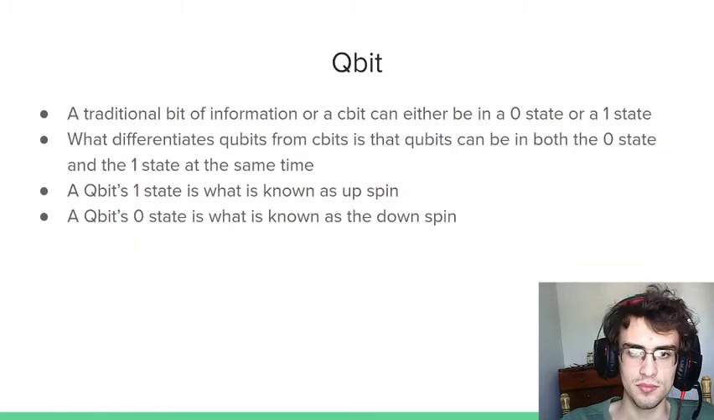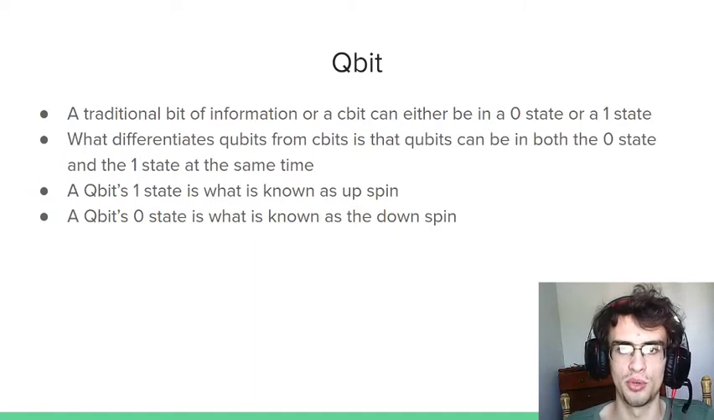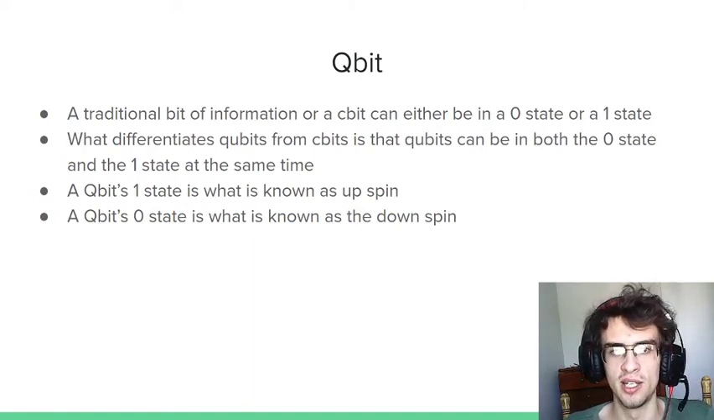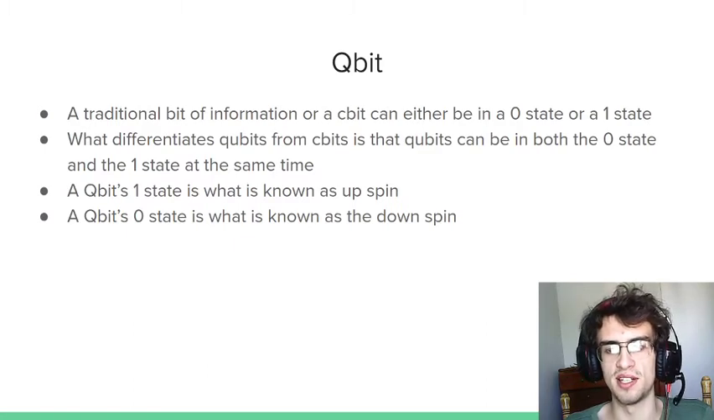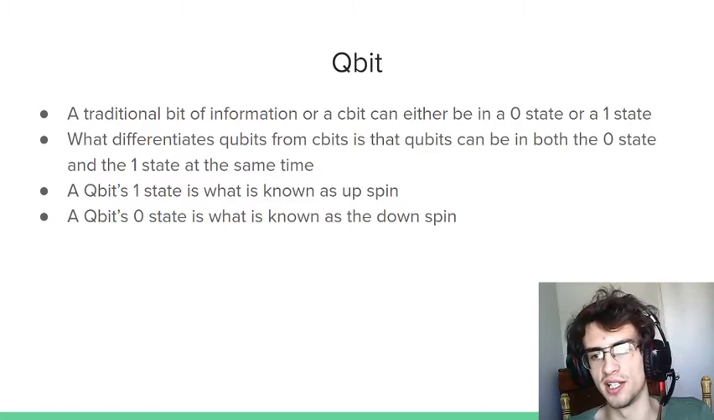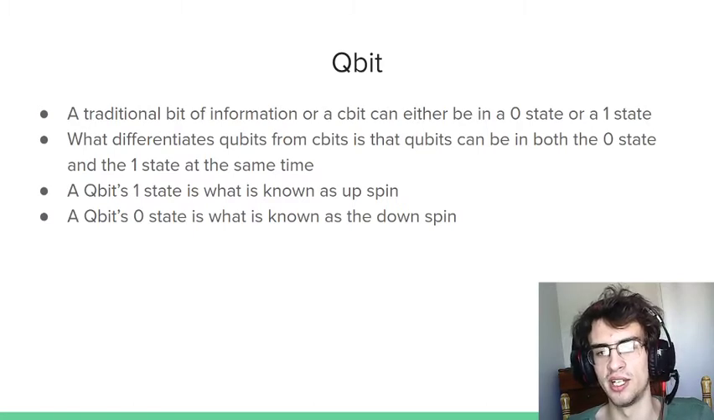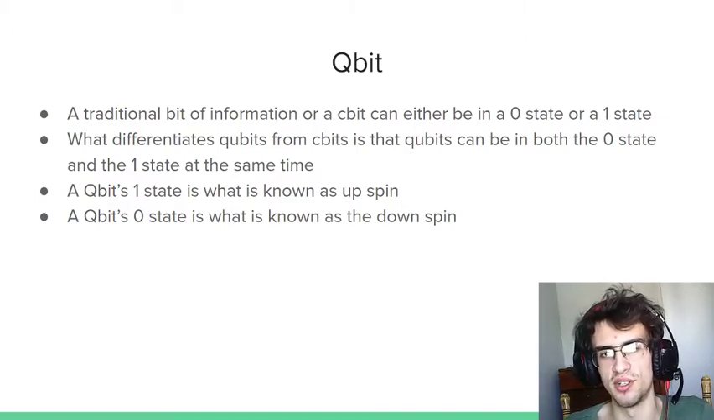So, a qubit is basically different from a C bit, in that a C bit, or classical bit, can either be 0 or 1, right? But a qubit can be both at the same time. This kind of both state is what's known as superposition, which I'll discuss in the next slide.